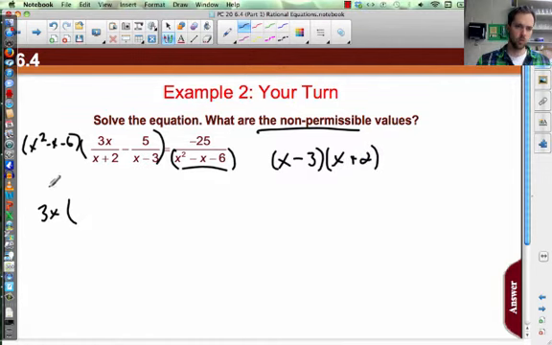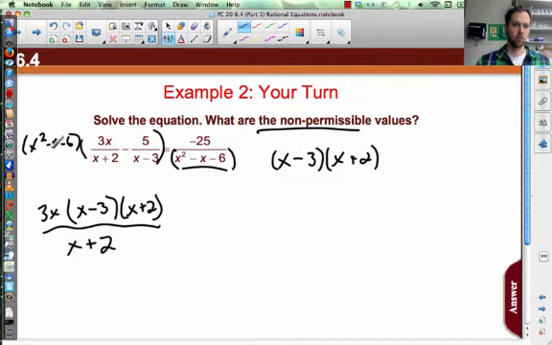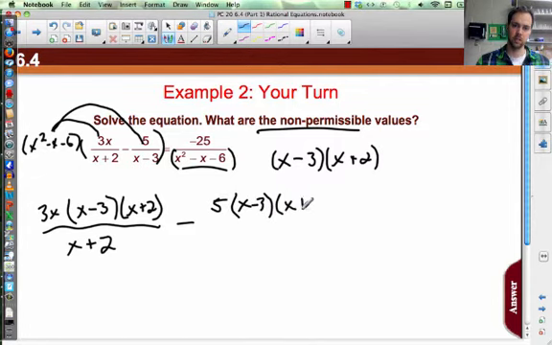So we're going to multiply 3x times x minus 3 times x plus 2, and this is all over x plus 2. But of course this has to get distributed to this and to this, so we go 5 times the same thing, x minus 3 times x plus 2 over x minus 3. And of course on the right side we multiplied by this, so that would just cancel and all we'd be left with is minus 25.